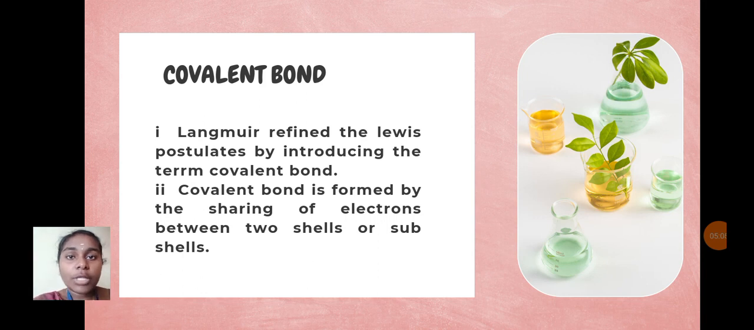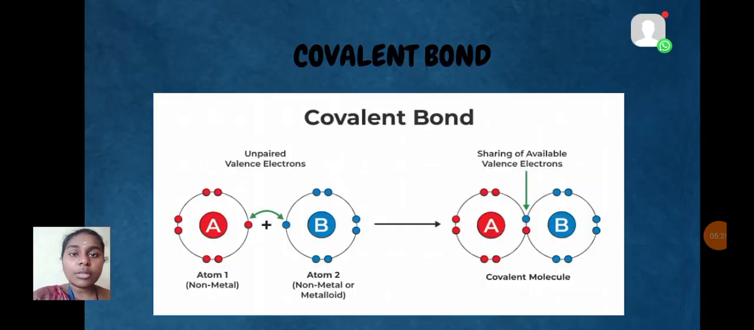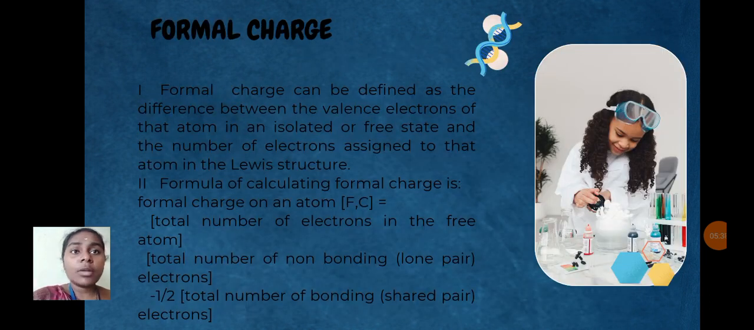Next, covalent bond. Lewis refined the concept and introduced the term covalent bond. A covalent bond is formed by the sharing of electrons between two atoms. It forms between non-metal and non-metal, or metalloid atoms. Next, formal charge.